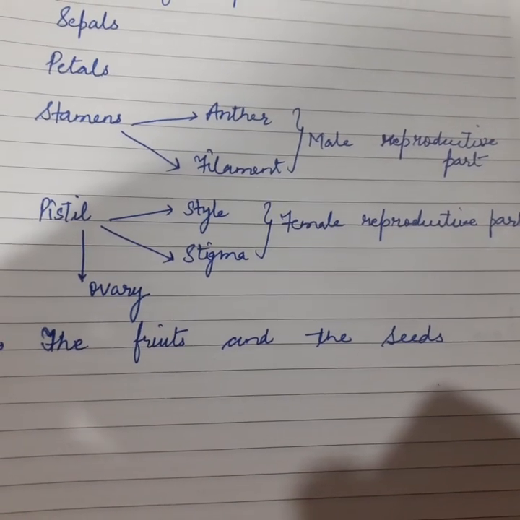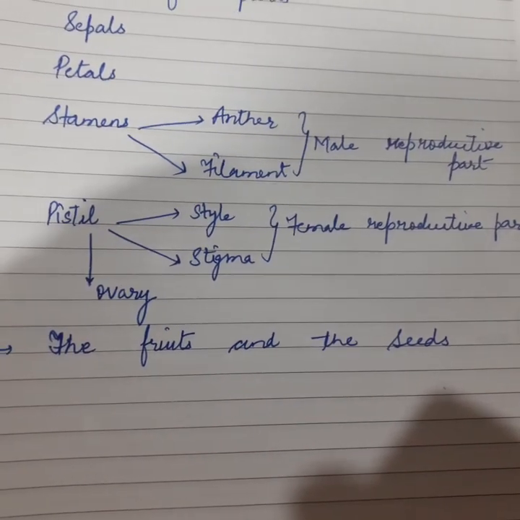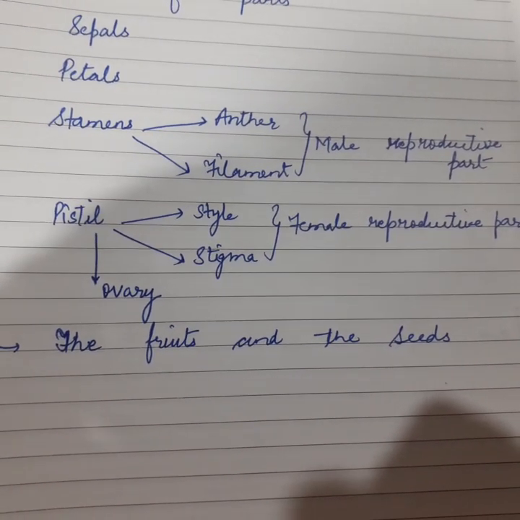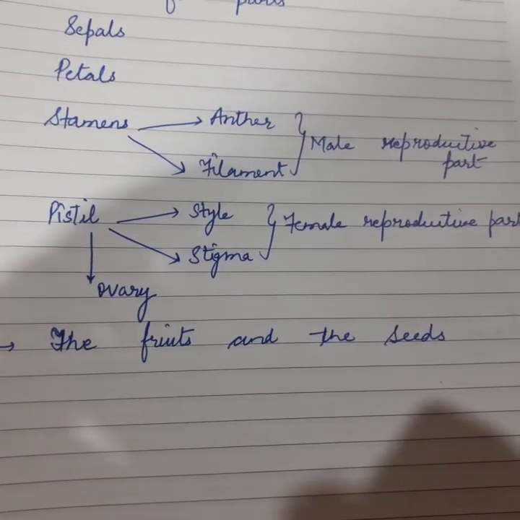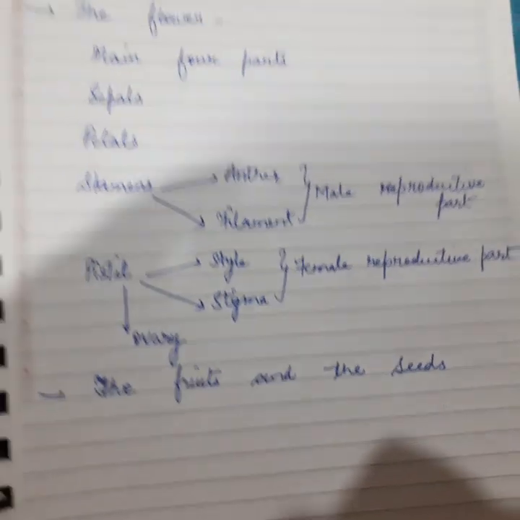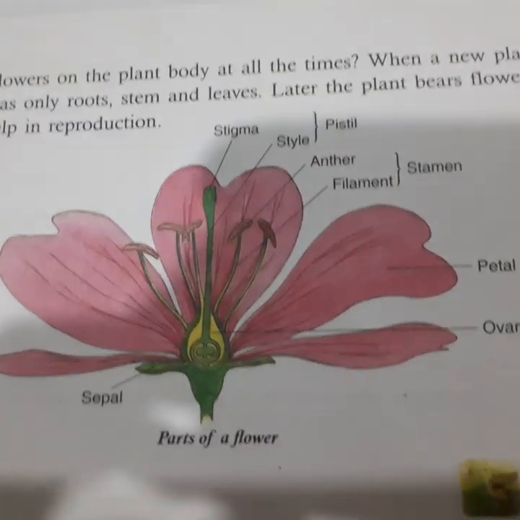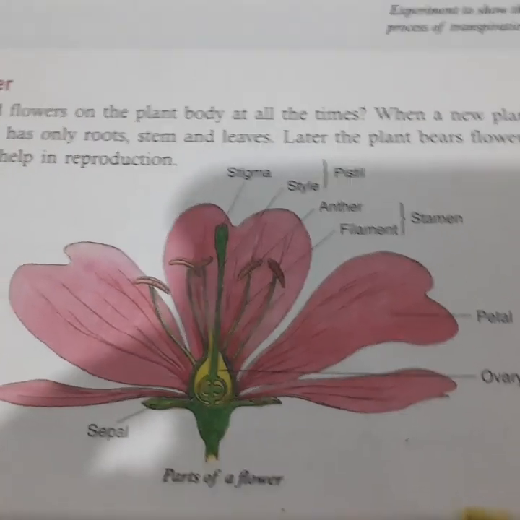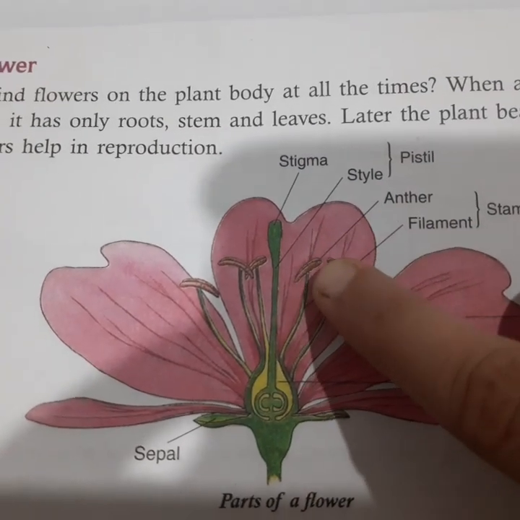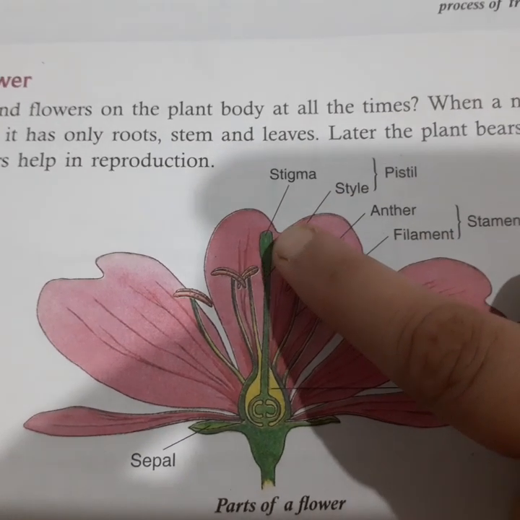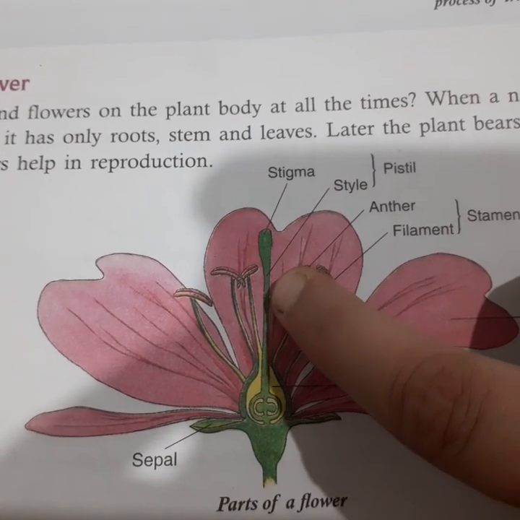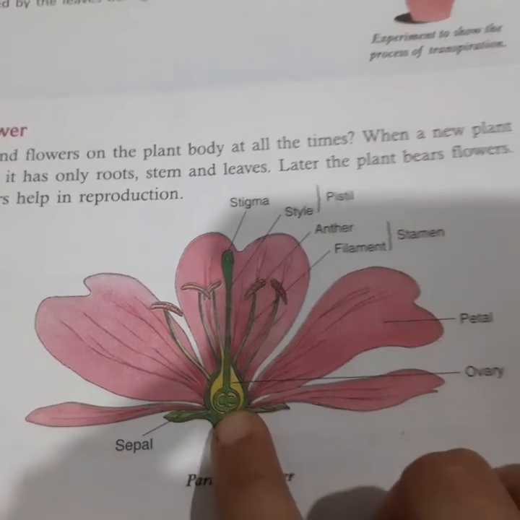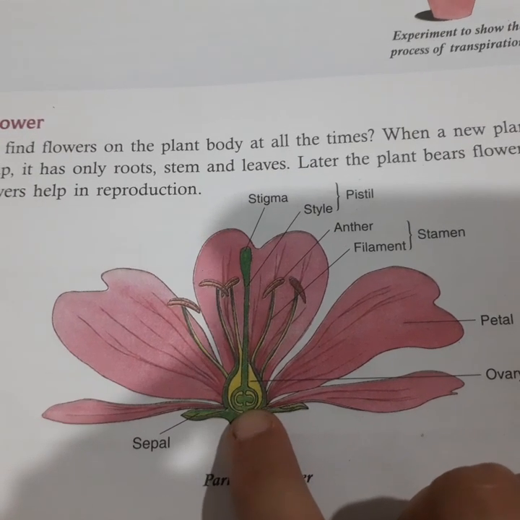Anther consists pollen grains. Butterfly attracts petals that are very colorful, and butterflies take pollen grains from the anther to the stigma. I can show you that. The flower diagram. Butterfly carry pollen grains from the anther to the stigma, and from the stigma, with the help of style, they get into the ovary, and in ovary ovules are present.